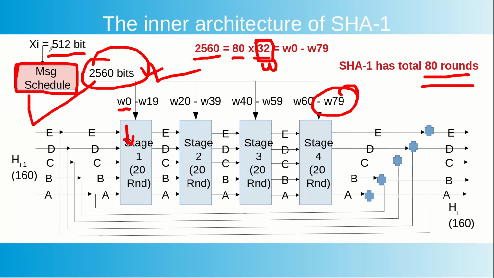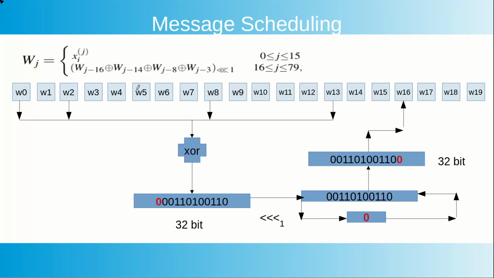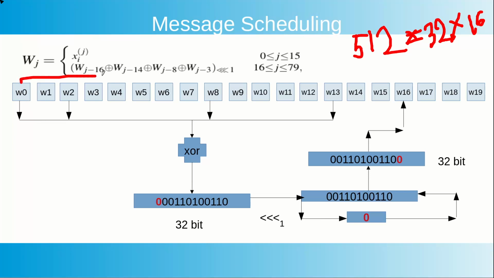So, how are we going to expand this 512 bits to 2560 bits? Here is the formula. Recall we have 512 bits, which is the original message. Now 512 bits is essentially equal to 32 into 16. So already 16 words are there. These are the 16 words, and all these 16 words will be directly fed.